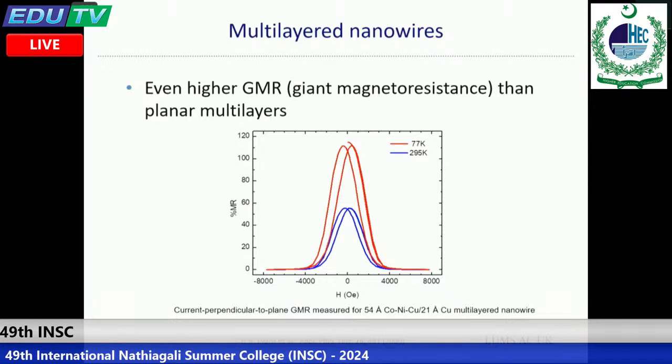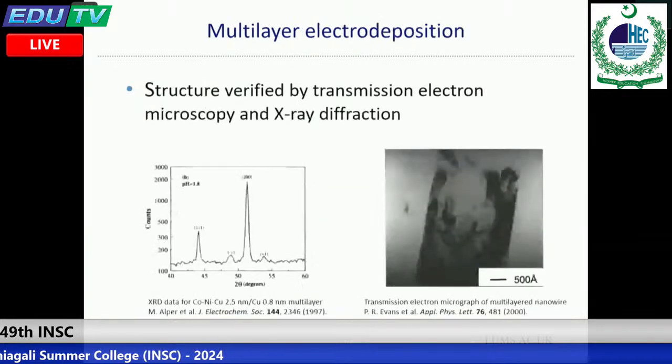And those nanowires, if you look at their magnetotransport properties, because you're looking at magnetotransport with the current flowing perpendicular to the layers, they have a really high magnetoresistance, 50% at room temperature, over 100% at liquid nitrogen temperature. And you can check that you've got really multilayers because you can use X-ray diffraction and you see satellite peaks from a large area multilayer.